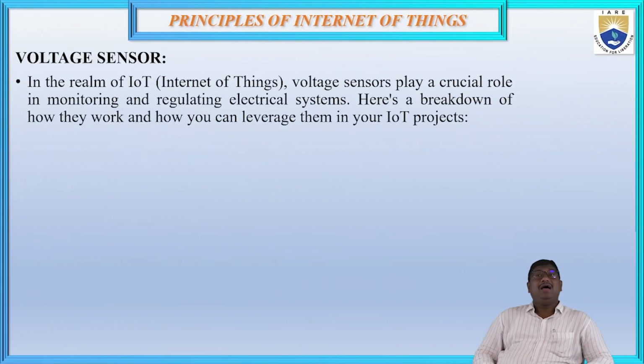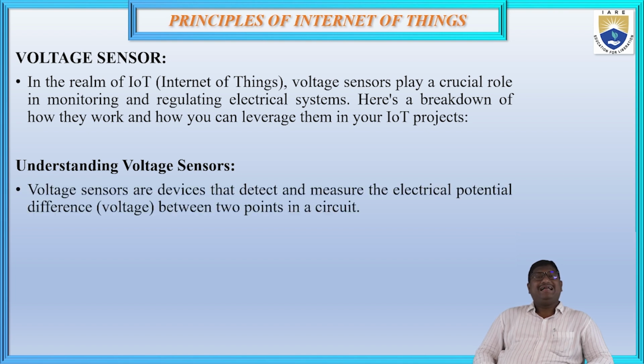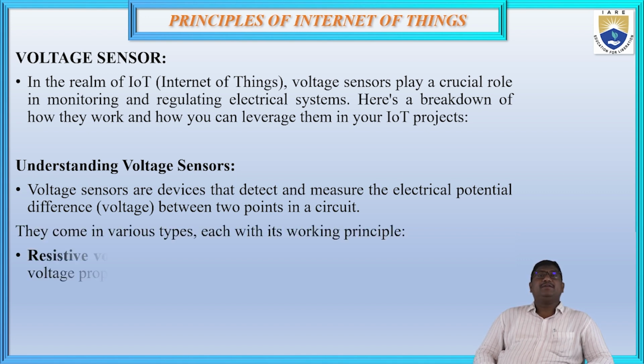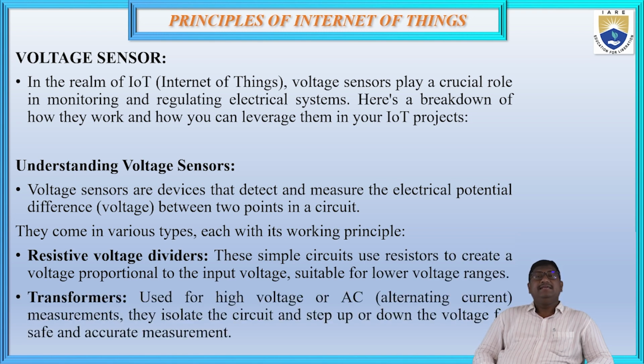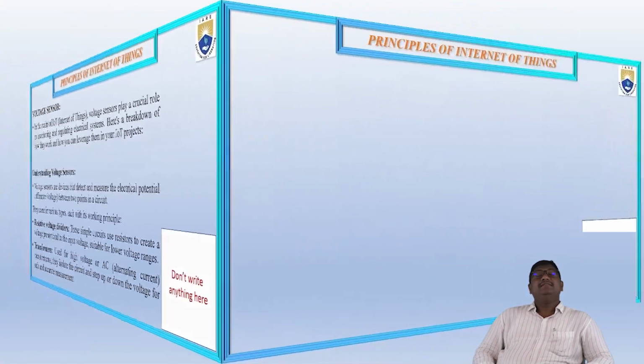And what are voltage sensors? Voltage sensors play a crucial role in monitoring and regulating electrical signals. I will give you the breakdown of how these work and how they can leverage your IoT projects. You need to understand these voltage sensors very carefully. Why? Because voltage sensors measure the electrical potential difference between 2 points in a circuit. Resistive voltage dividers connect resistors to create a voltage proportional to the input voltage. And transformers, used for high voltage or AC voltage measurements, isolate the circuit and step up or step down the voltage for safe and accurate measurement. This is about voltage sensors.